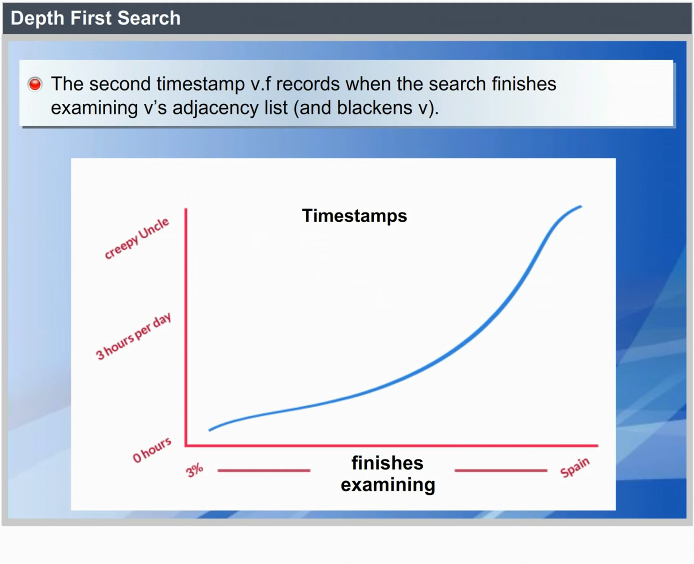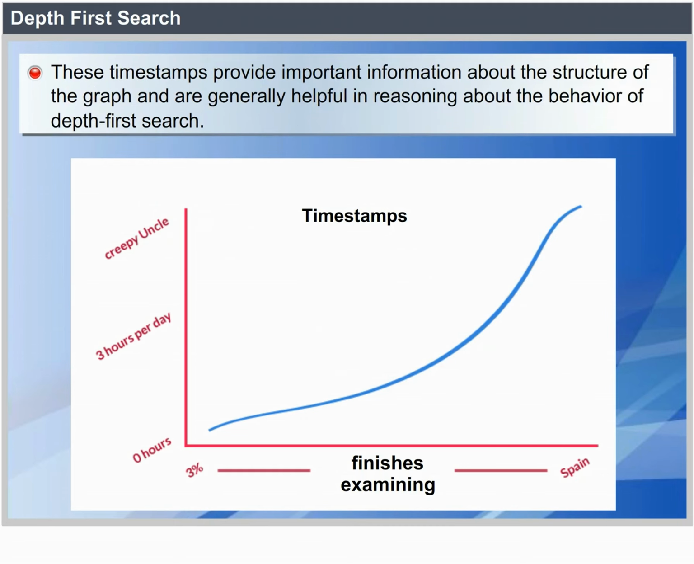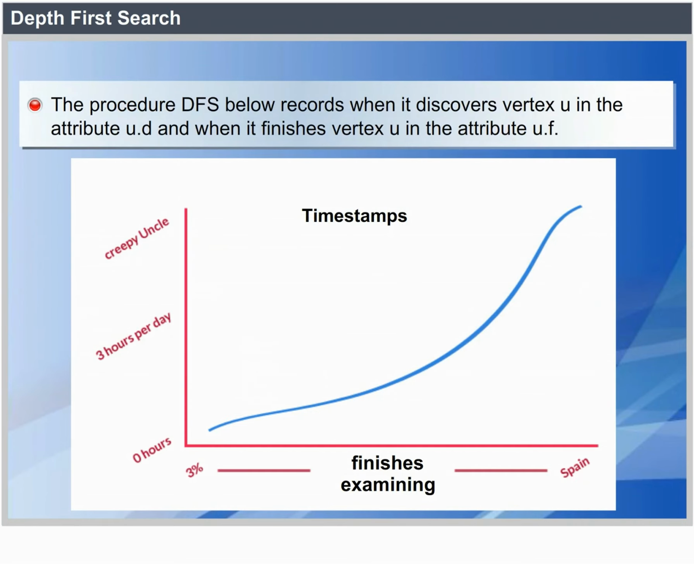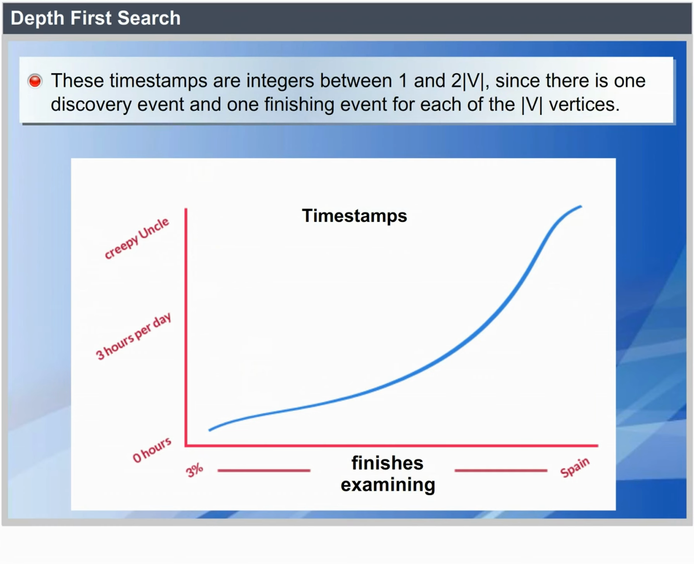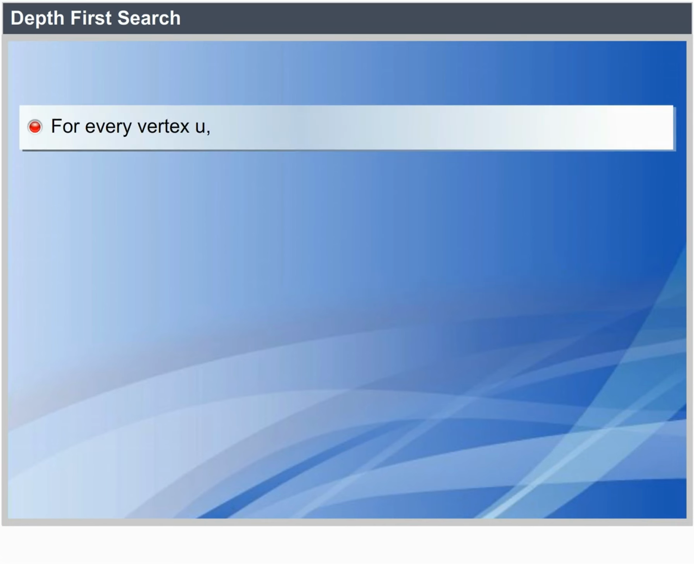These timestamps provide important information about the structure of the graph and are generally helpful in reasoning about the behavior of depth first search. The procedure DFS below records when it discovers vertex u in the attribute u.d and when it finishes vertex u in the attribute u.f. These timestamps are integers between 1 and 2|V|, since there is one discovery event and one finishing event for each of the |V| vertices. For every vertex u, u.d < u.f.